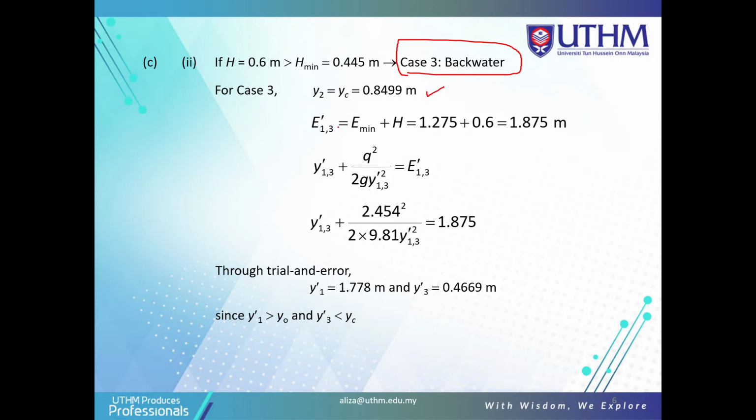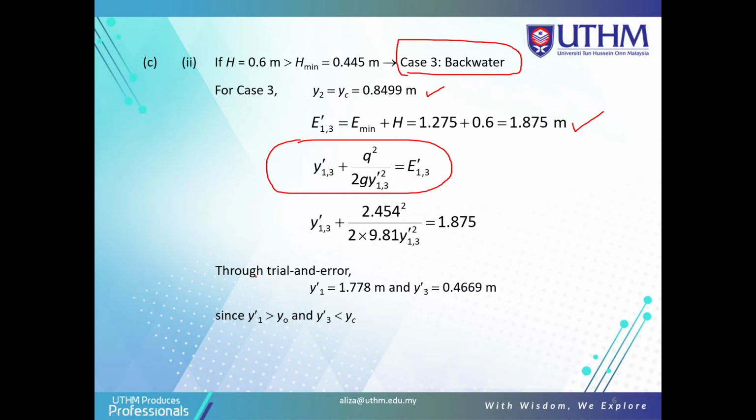And to get the E at 1 and at 3, y1 and y3, we get the minimum E based on this calculation and this formula, using this formula for case 3. This refers to the table. You just put in the value until you get 1.875 meter for the value of y.